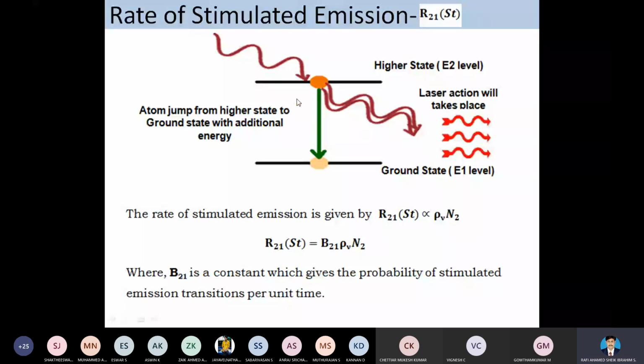The atom in the higher state now jumps to the ground state with additional inducement. So when there is an additional inducement, then we have to mention the symbol rho v.